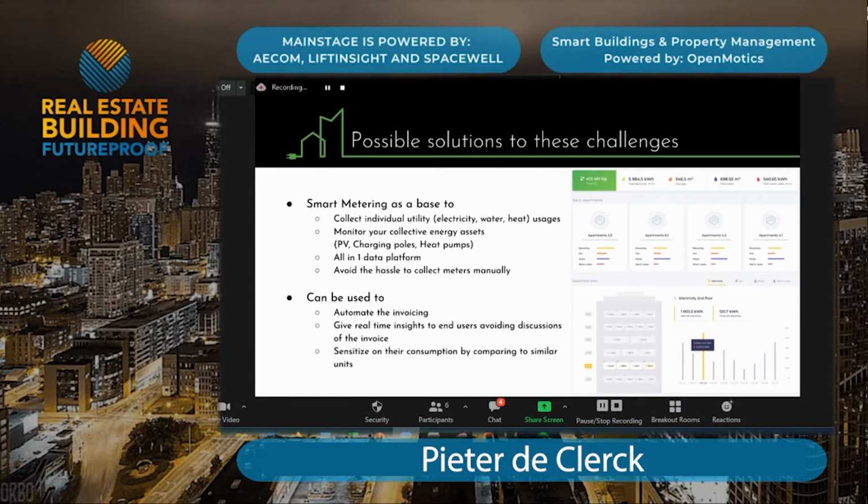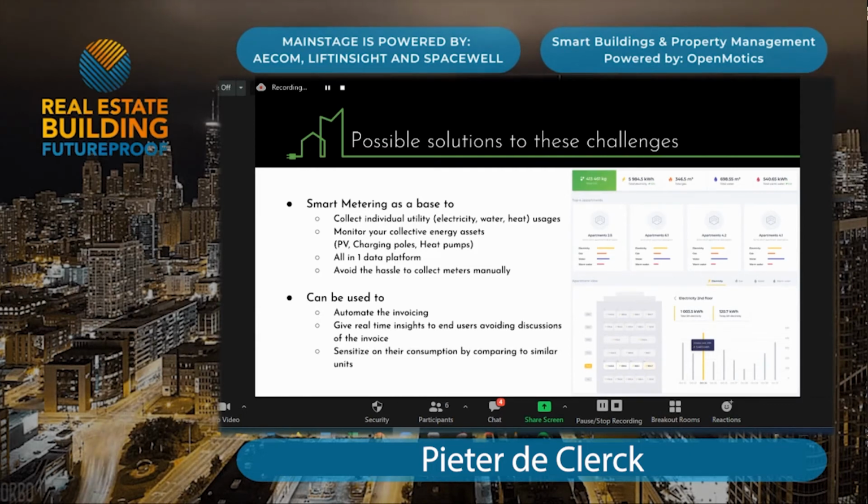Next to that, you can monitor the collective energy assets as well, which I showed in the previous slide. So the solar panels, charging poles, heat pumps, you name it. And when we combine all these in one data platform, this can be the source for a lot of services. At first, it already avoids the hassle to collect the meters manually, which is quite a time-consuming practice.